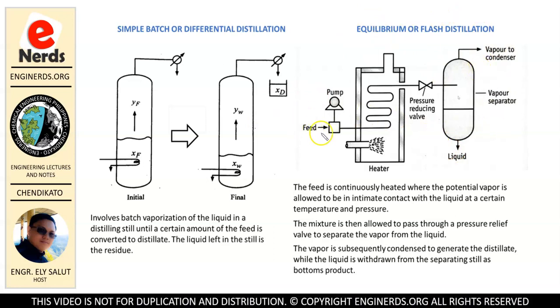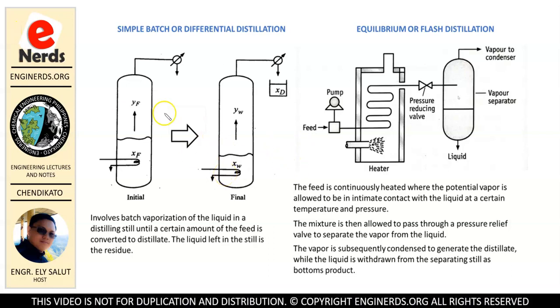So again, yung feed natin is pinasok natin dito and allowed to be heated dito sa ating heater, and then it will be separated dito sa ating vapor separator. Yung mga liquid natin will be collected in the bottoms, and our vapor will be condensed, forming our distillate. Okay, so in here, makikita na ninyo yung kaibahan ng simple batch or differential distillation dito sa equilibrium or flash distillation. And then as we go further dito sa ating discussion, makikita natin the different approach that we will be using whenever we are dealing with different types of distillation processes.